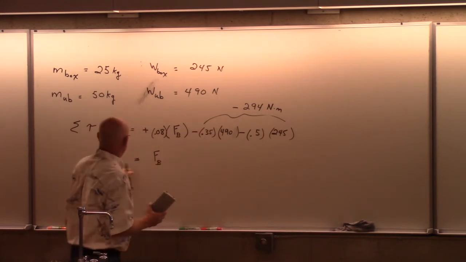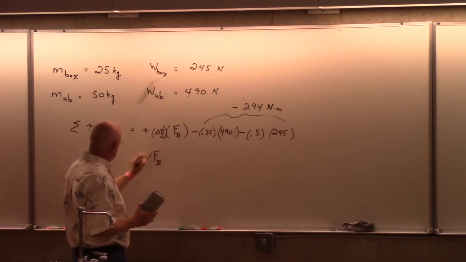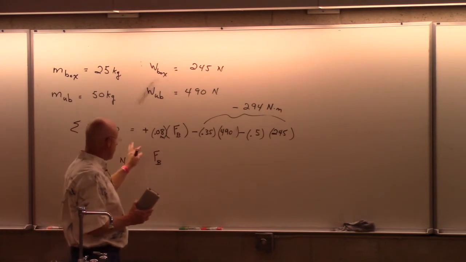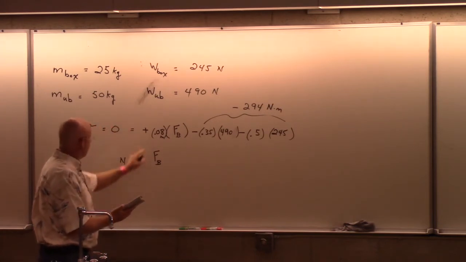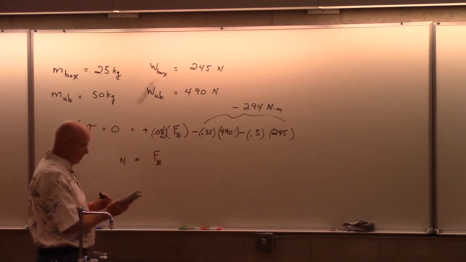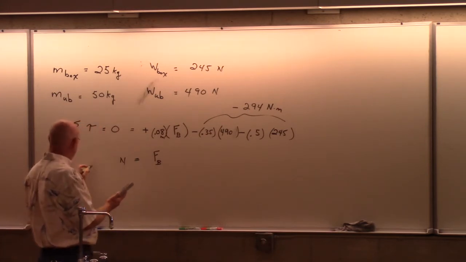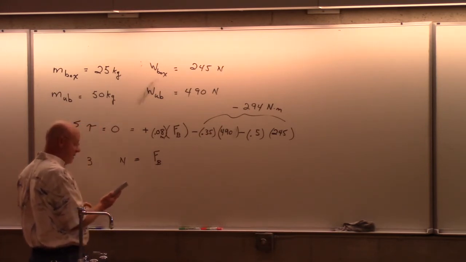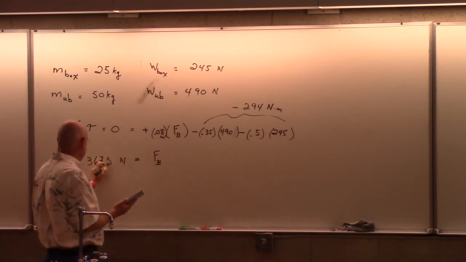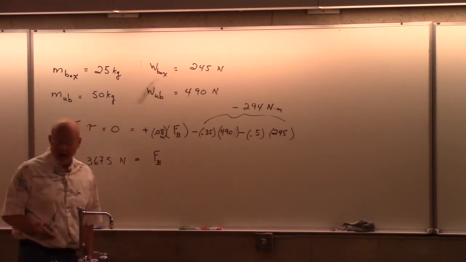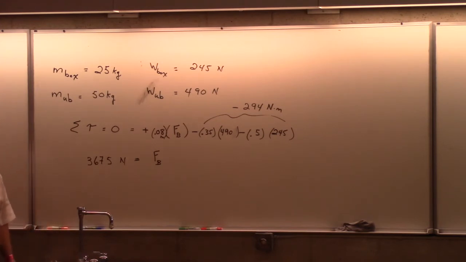So when I bring it over to this side and then divide by a meter, we're going to be left with units of just a newton. And so number-wise, I need to divide this by 0.08. And I have a force that is 3,675 newtons.